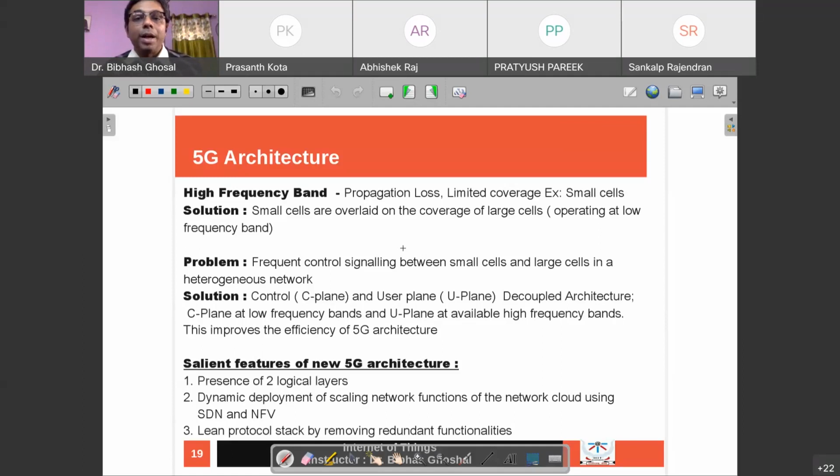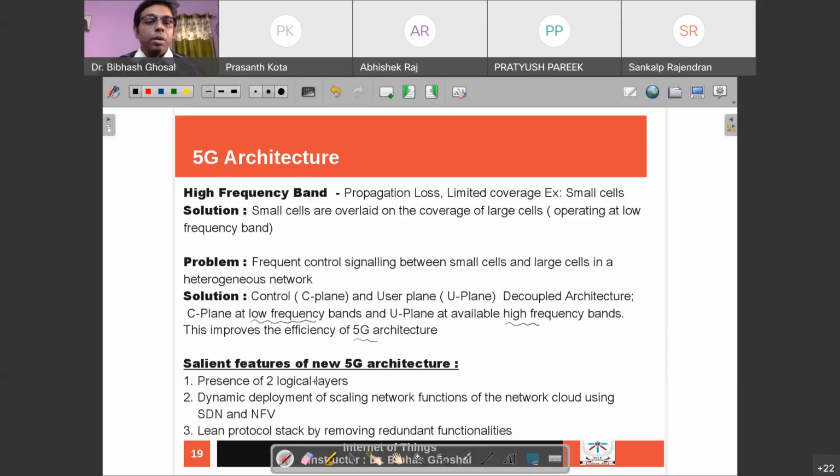And that is the reason why I said that there is a need for SDN and NFV in mobile technology if you are going to use it for IoT, because not all the cells will be working at the same frequency. There will be smaller cellular networks working at low frequency. There will be higher cellular networks working at high frequency. But if your application constantly switches between these two, it's not possible. So you clearly have to separate out the control plane and the user plane, where the C plane will be working at low frequency bands and the user plane will be working at high frequency bands. By separating them out, you'll be able to improve the efficiency of the 5G architecture.